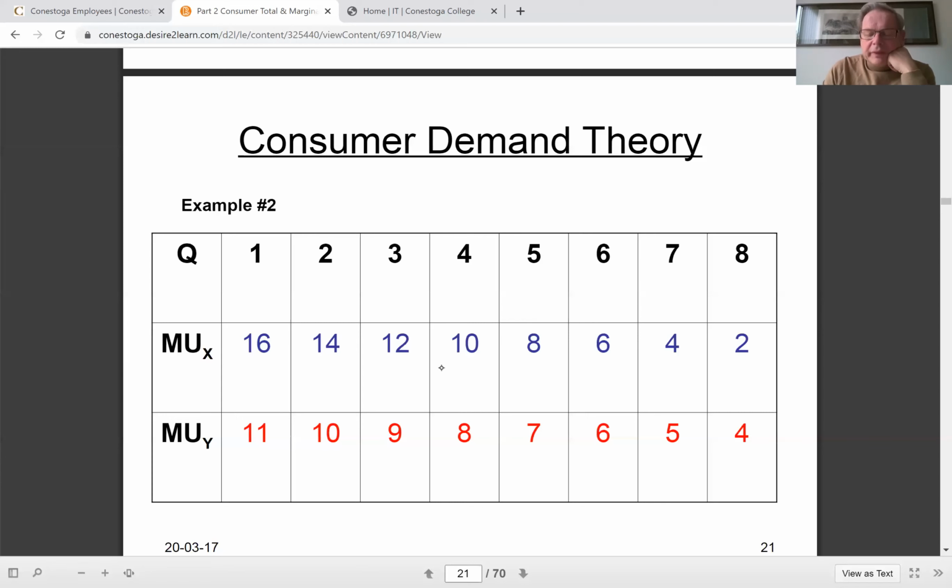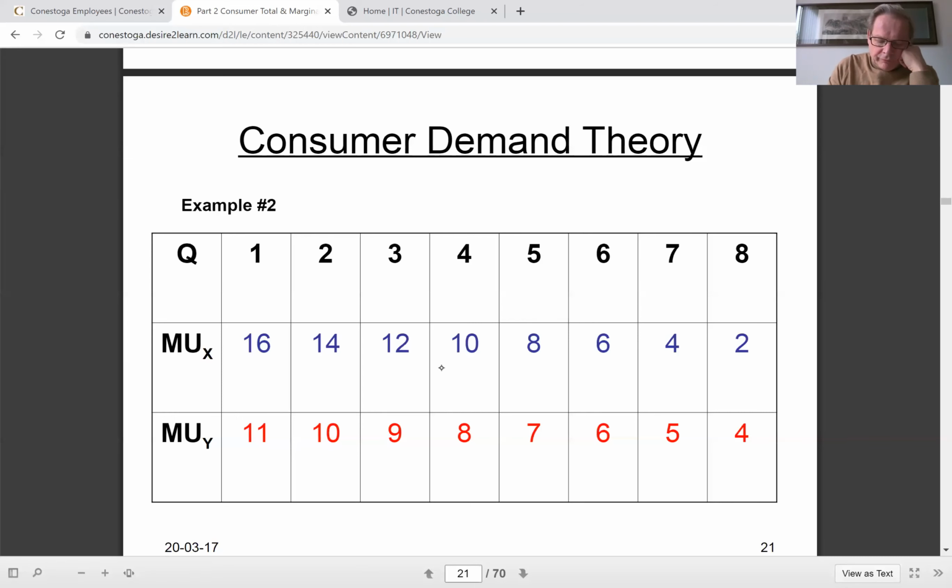Where are we going to spend the seventh and eighth dollar? If we spend the fifth and sixth unit of Y, we will only get 13 levels of satisfaction, the 7 plus the 6. But if we buy the second X, we will get 14 levels of satisfaction. 14 is greater than 13, so the logical choice is to buy the second X.